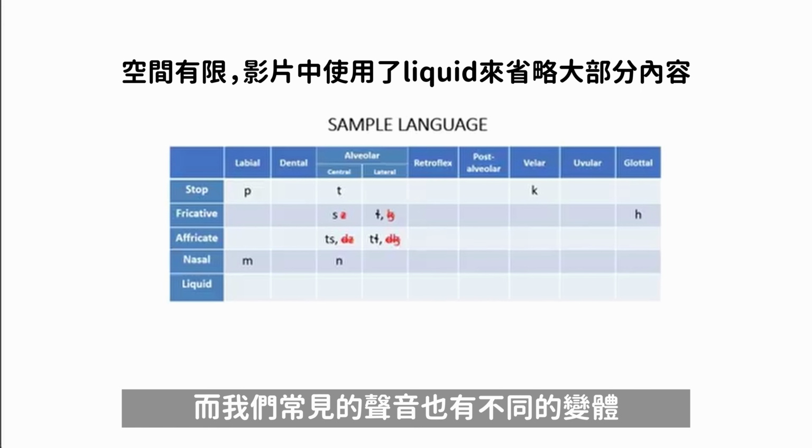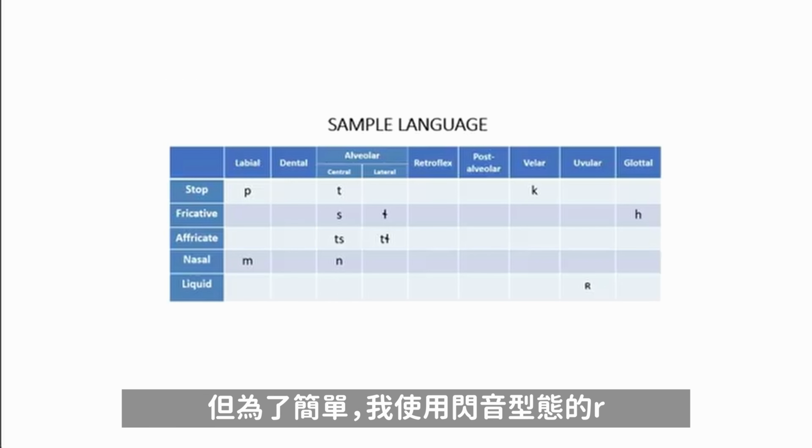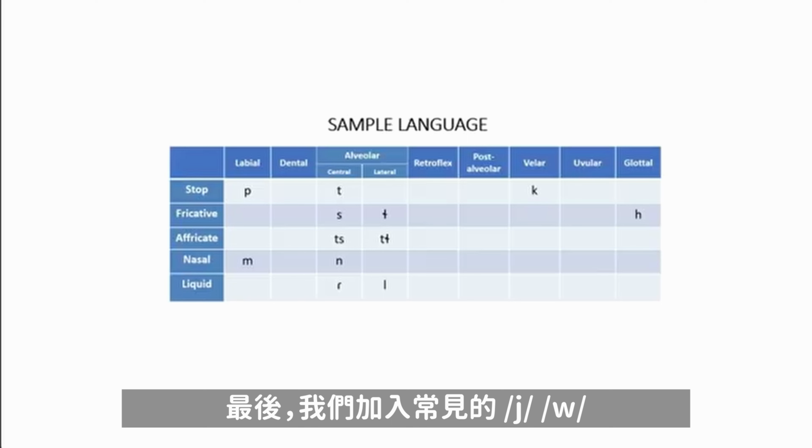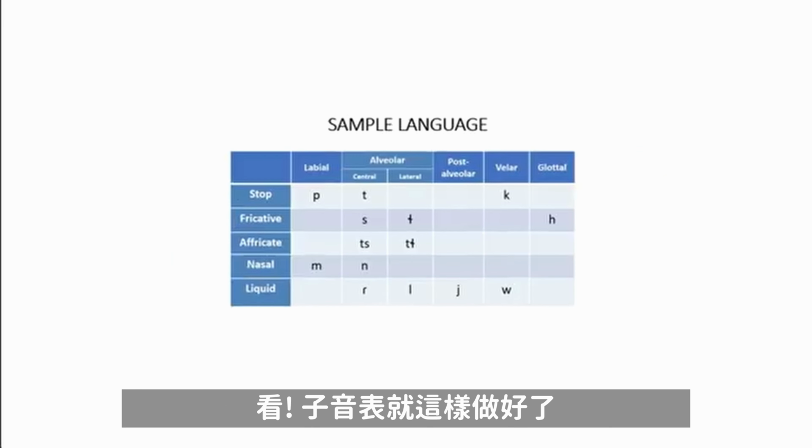There are many different variations of R-like sounds, from ra to ra to ra, or even ra, but the most common is the simple tapped ra, so we'll use that one. L also has a bunch of different variations, like la and lia and la, but we'll stick to the basic la. Finally, let's throw in wa and ya, both very common sounds, and voila, we have our consonant chart.